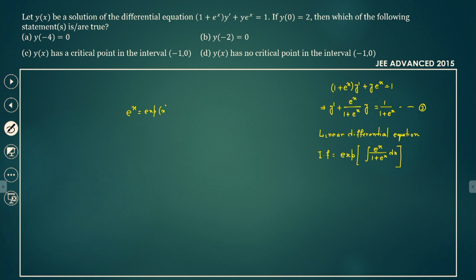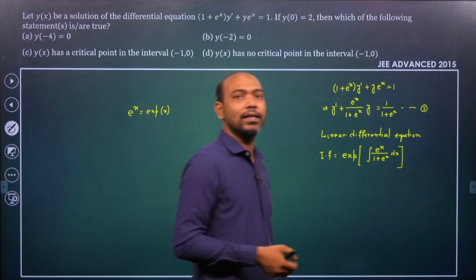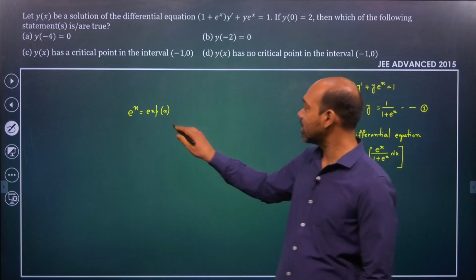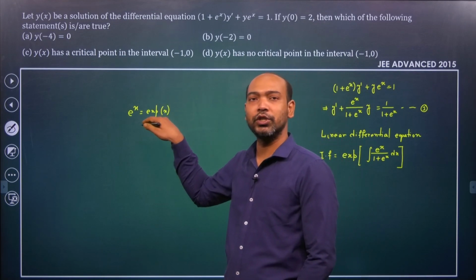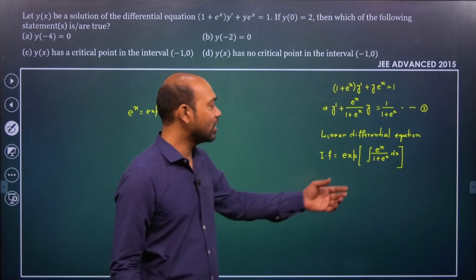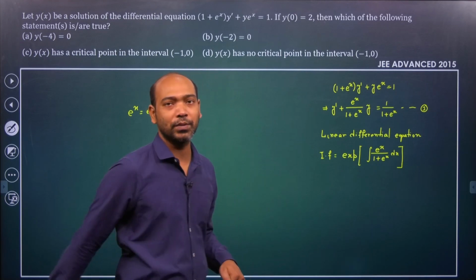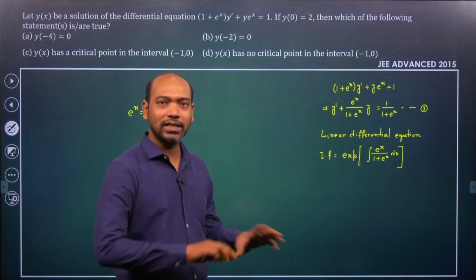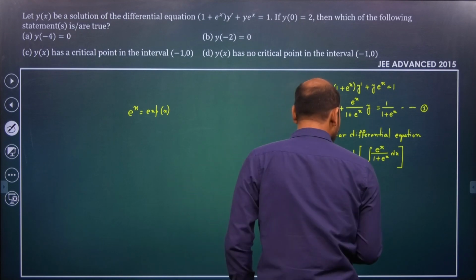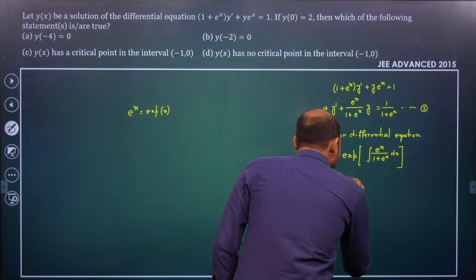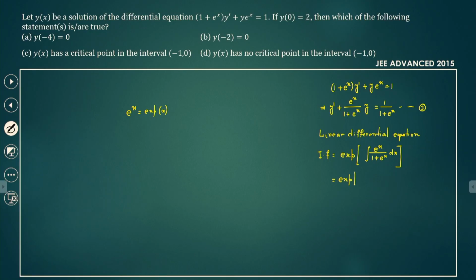Why did we write it in this approach? Because in this case, instead of e to the power something, we wrote it in exponential form, because this integration is big. If I write it in superscript mode, it doesn't look good. That's why I write it in exponential form. Let's integrate that. We'll get exponential of log of 1 plus e to the power x, and that's it. e to the power of log of anything gives me the same function. So here my integrating factor is 1 plus e to the power x.